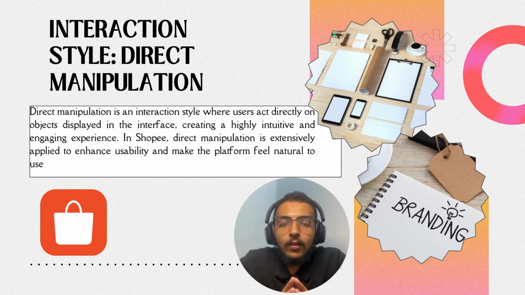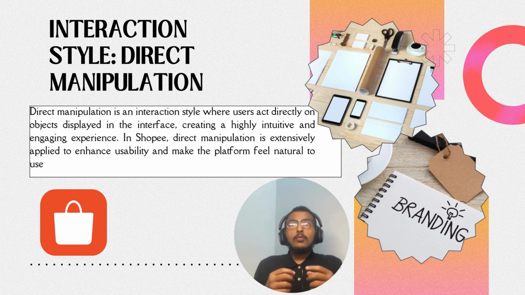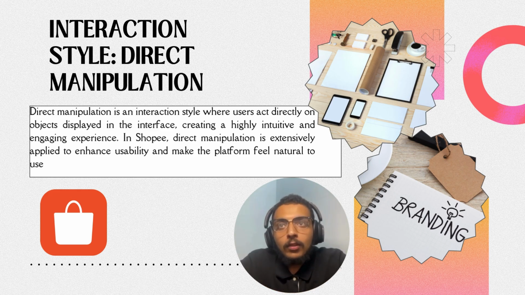In the final interaction style, which is direct manipulation. Direct manipulation is an interaction style where users act directly on objects displayed in the interface, creating a highly intuitive and engaging experience. In Shopee, direct manipulation is extensively applied to enhance usability and make the platform feel natural to the users or the customer.